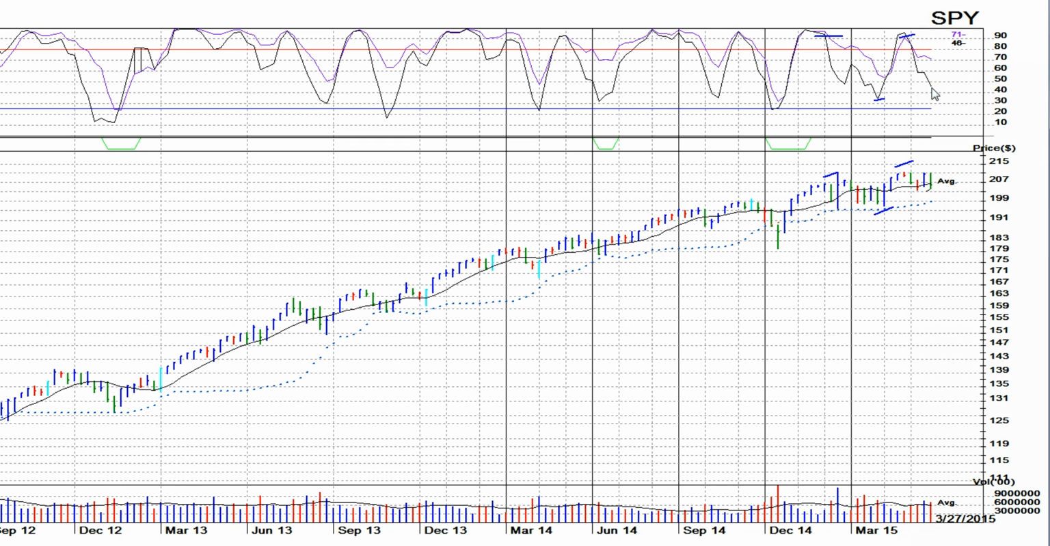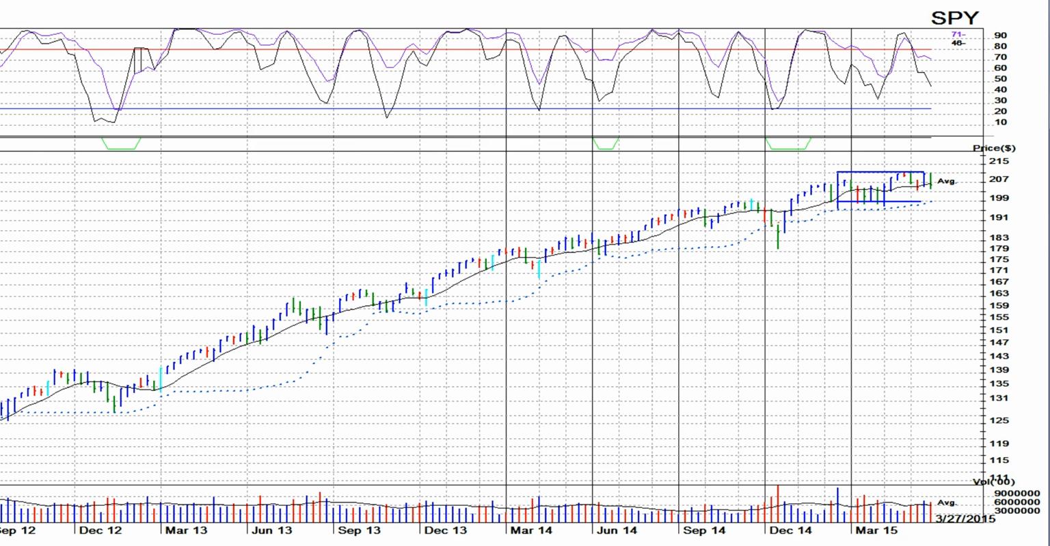But since the oscillator is going down, we are in a consolidation pattern. As you can see, we are in a consolidation pattern here. Let me clean up the chart. So the oscillator is in a downtrend, and that's why we are in a consolidation pattern, even though we are making higher highs and higher lows.